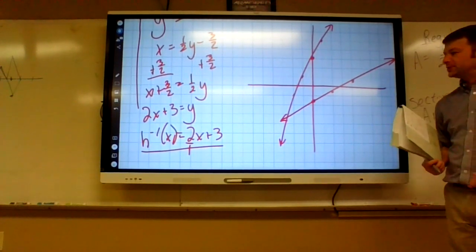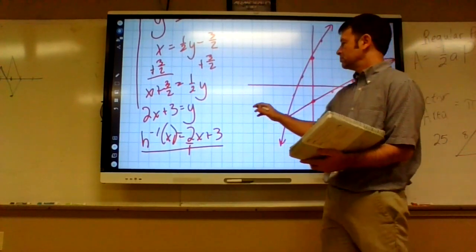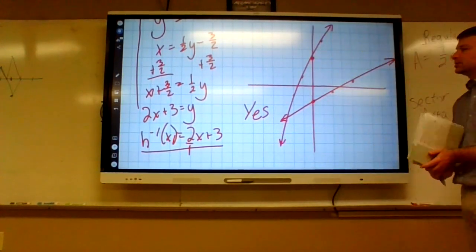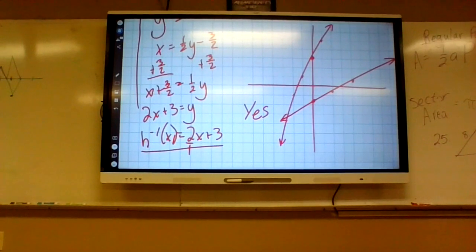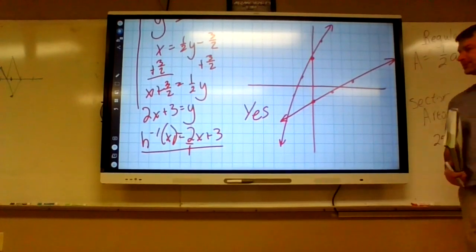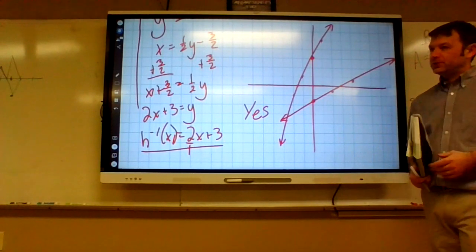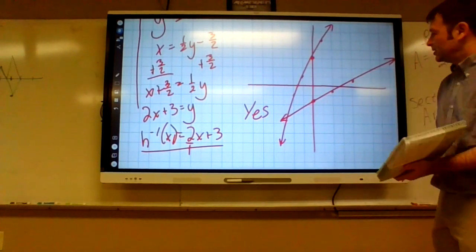Is the inverse a function? Yeah, it is. Basically almost all lines, when you inverse them, are still functions. What line wouldn't be? What line wouldn't be? That's a good question. A boundary line. Yeah.